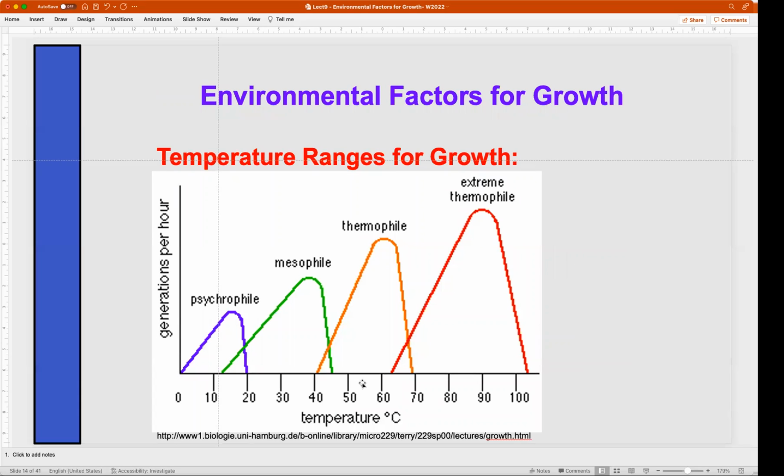And if you take a look at the temperature ranges, you have psychrophiles, they like the cold temperatures, mesophiles like medium temperatures, thermophiles like warmer temperatures, and then there's your extreme thermophiles, something that you'd find in some place like the national parks in Wyoming, Yellowstone. They can grow in waters that are over 100 degrees Celsius. So there's extreme.